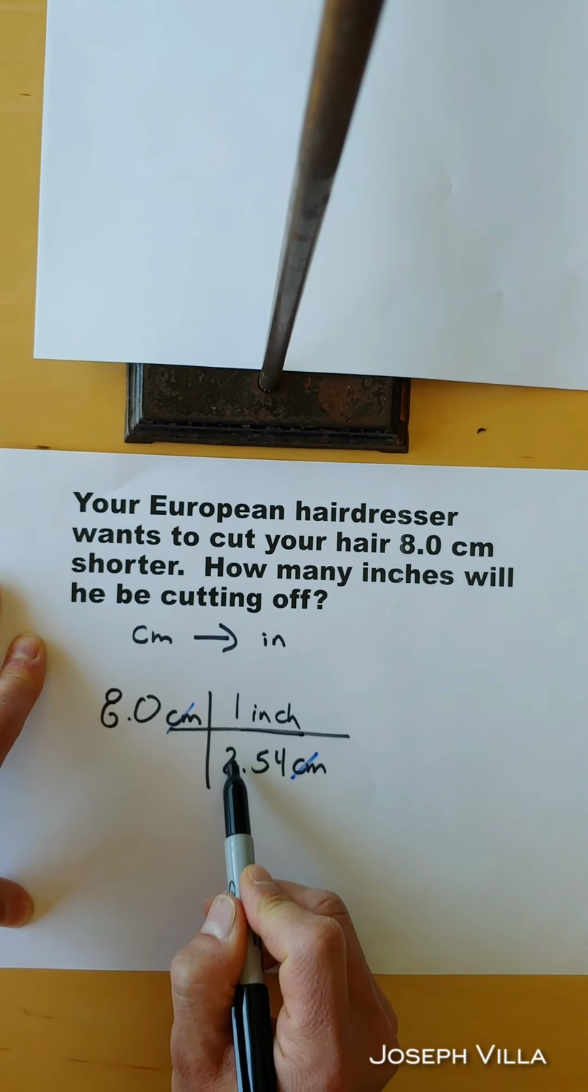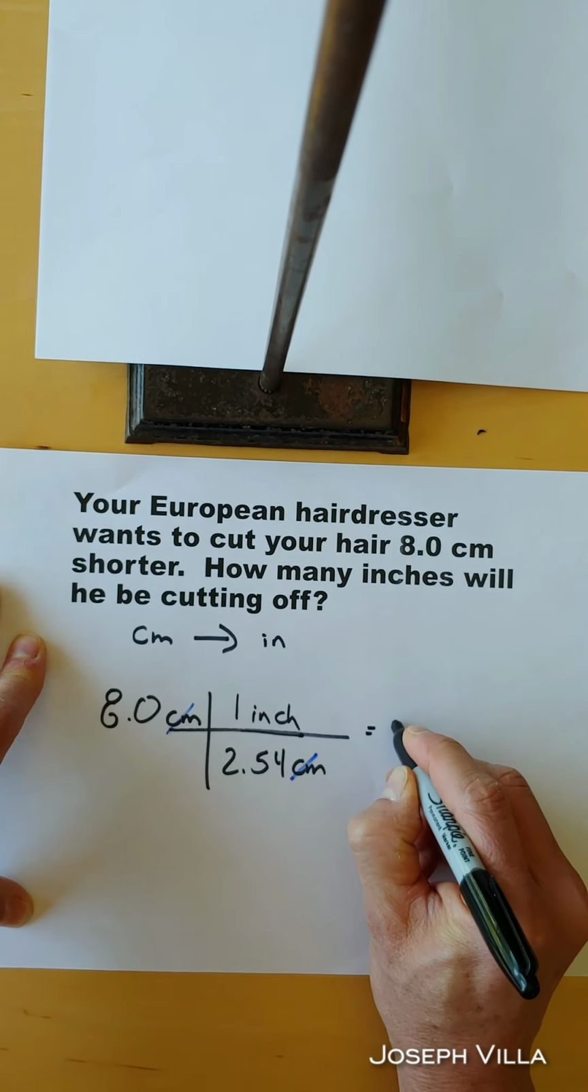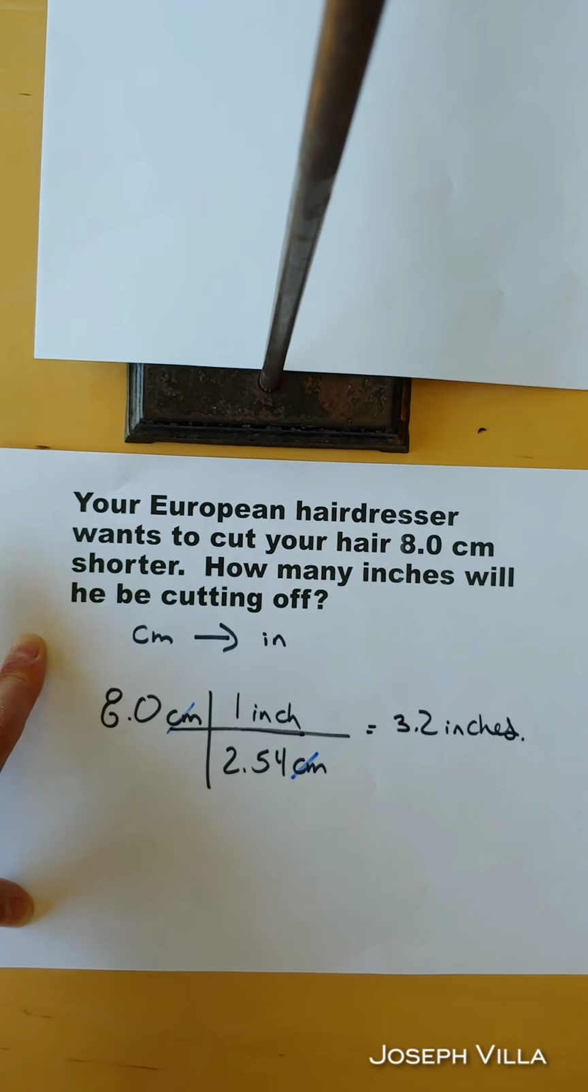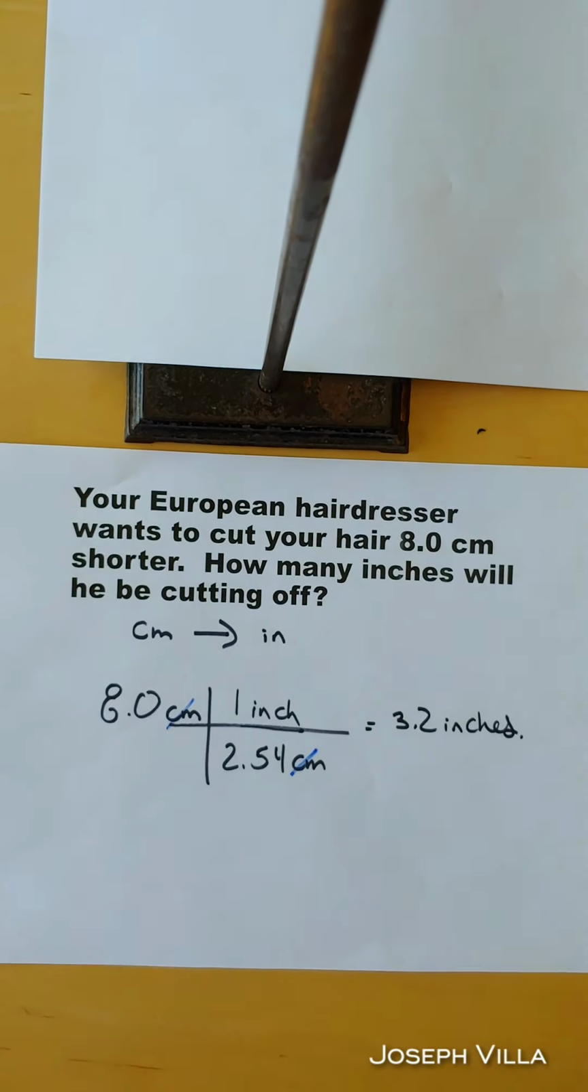So 8 times 1 and then divided by 2.54. That's going to be 3.2 inches. All right, so not a lot of hair, 3 inches. Well, that's relatively significant. Definitely would be a change, but that's not too bad. So 3.2 inches would be the same as 8 centimeters.